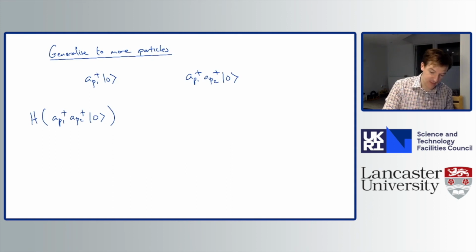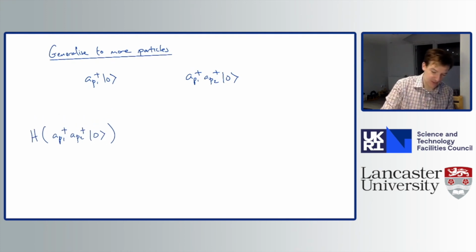Namely, we want to bring the Hamiltonian operator to the right so that it's closest to the vacuum state, because H acting on the vacuum is 0. So we're going to use commutation relations to do that. In this instance, the commutation relation we want is H with a dagger. Just to remind you, H with a_p dagger minus a_p dagger H is omega_p a_p dagger. This is what we want to use.